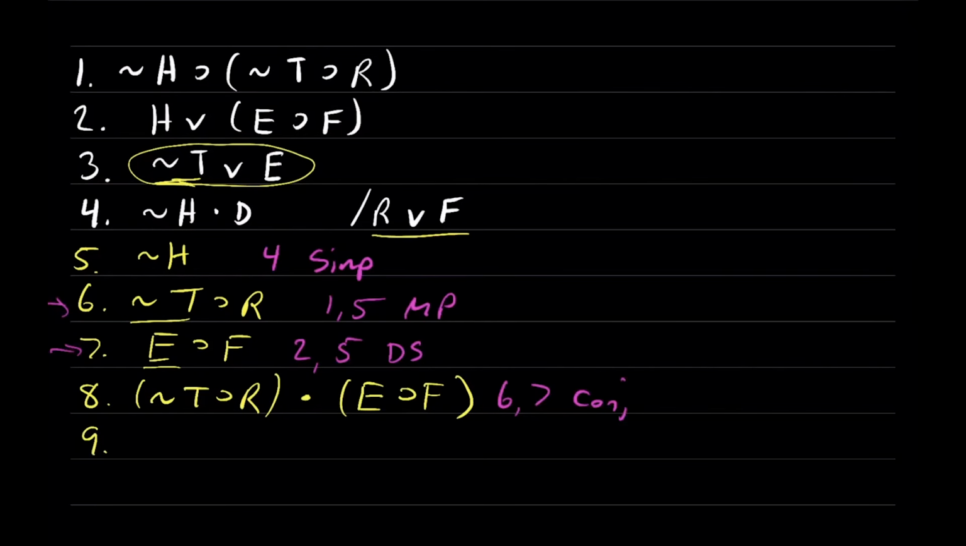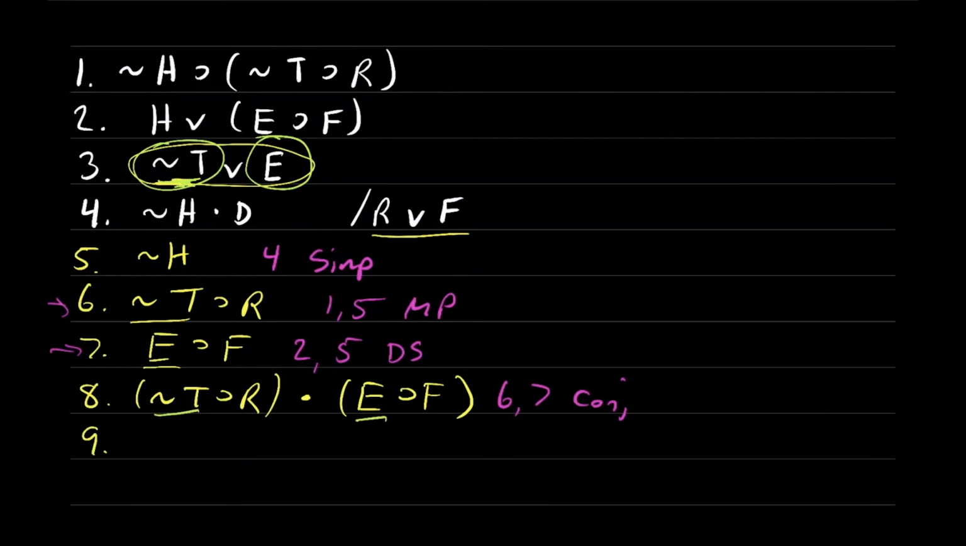Okay, so now that we have those two conditionals conjoined together, again, I'm going to use a different color here because I want to draw explicit attention to the reasoning going on. Right, line 3 tells us that either not T is the case or E is the case, right? That's what line 3 tells us. Now line 8 says each of those two terms implies something else. Not T implies R and E implies F.